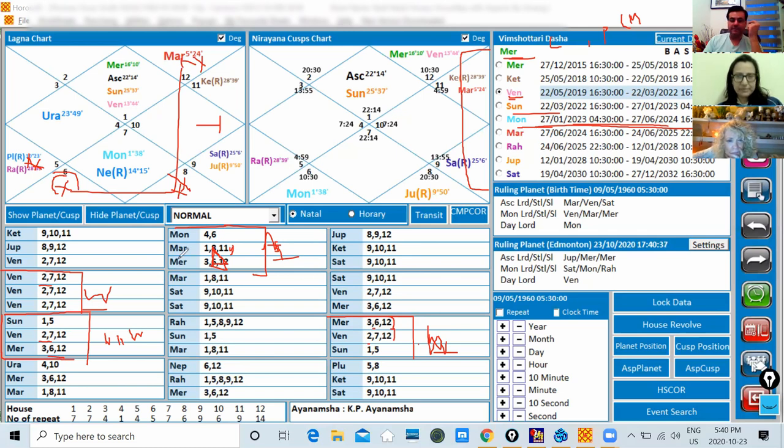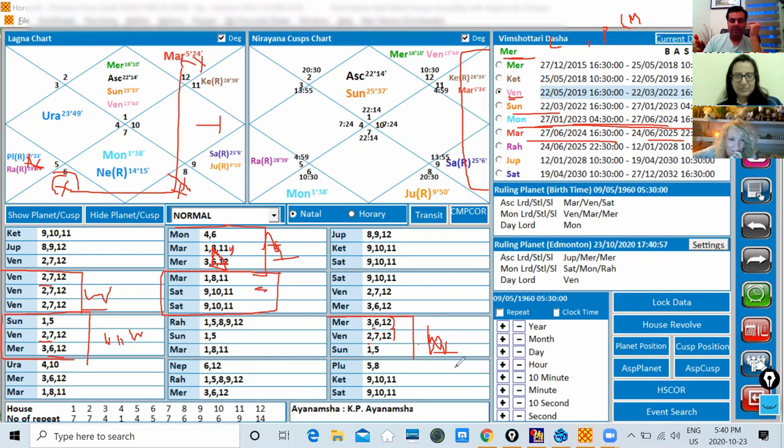Diana, do you understand this? Yes, perfectly. Awesome. And then comes Mars, from June 2024 till 2025. So what does Mars show now? Diana, you read it. This will be very easy and simple for you, and you make it easy, I know, so let's see your interpretation.